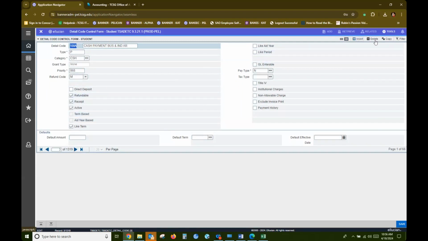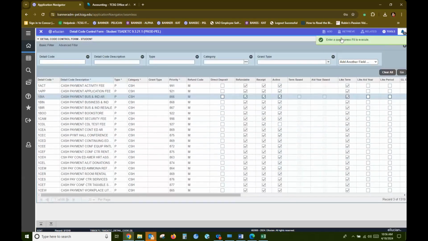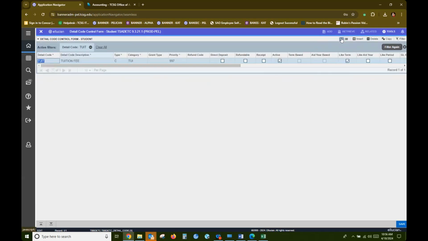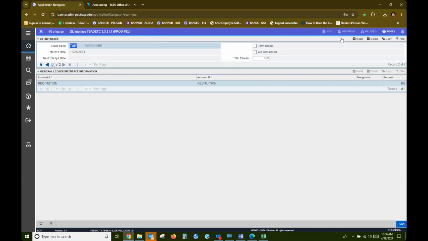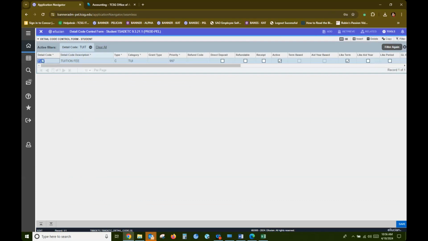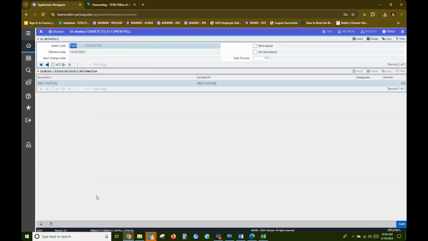Okay, so let me put this back here and let me pull up the tuition charge. Now we're going to look at the general ledger. If you find your tuition charge or whatever charge you're looking at and you want to see the GL information below, you can either come down here to the bottom left and hit the down arrow, or you can do Alt page down, and this will take you to the general ledger interface.